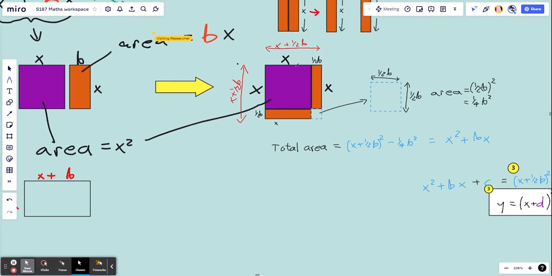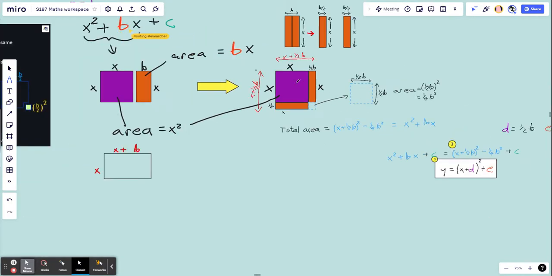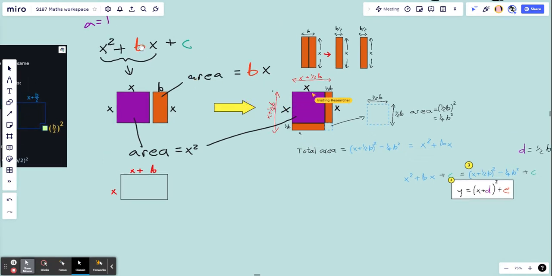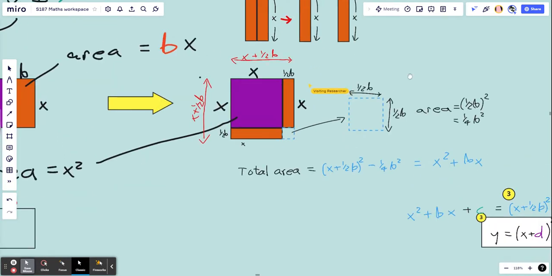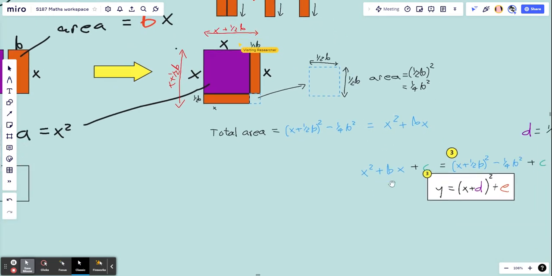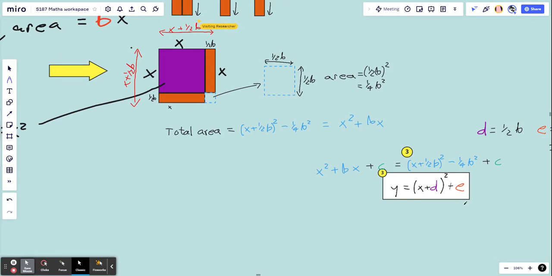So remember, originally this came from part of our equation x squared plus bx. The area of the entire shape would be the area of this full square minus the area of the missing part of the square, and that therefore would be equal to x squared plus bx. So what would x squared plus bx plus c be equal to? Well, it would be equal to all of this left-hand side plus the c, which is what we've got down here.